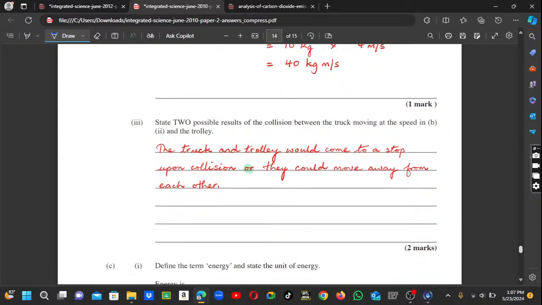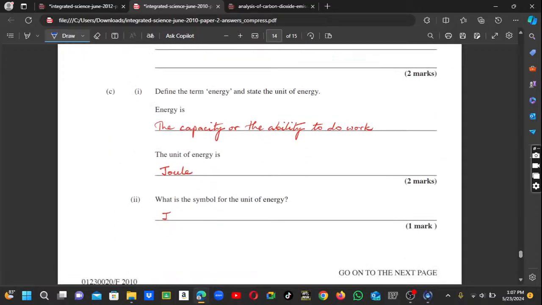As one stops, the other one moves away from the other one. Now we need to define the term energy, guys. What does energy mean? Energy is the capacity or ability to do work, right?